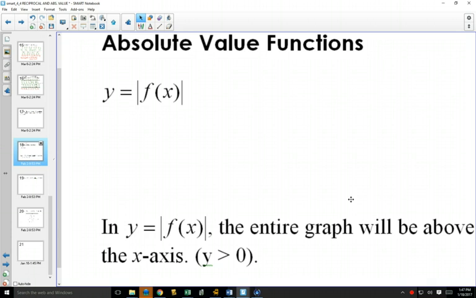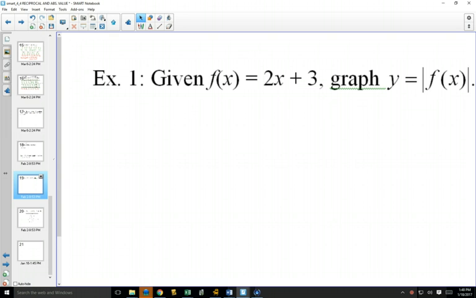Positive 2. So when you have the graph of y equals the absolute value of f of x, does it make sense that your entire graph is going to be above the y-axis? Yes. So how do we do that? Well, what we're going to do is graph our original function.